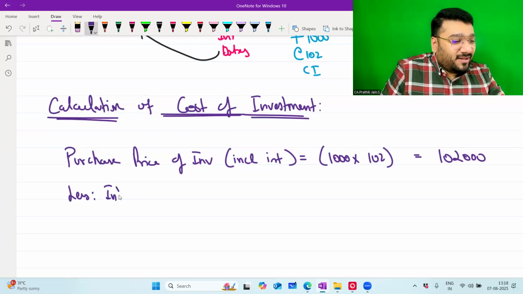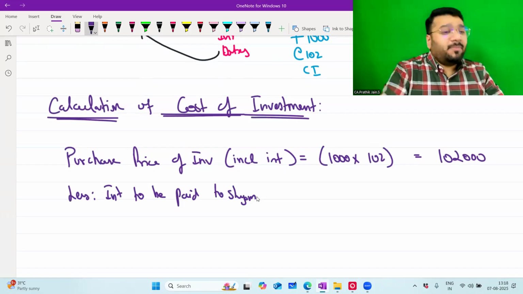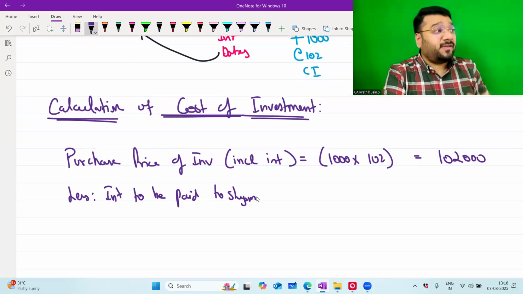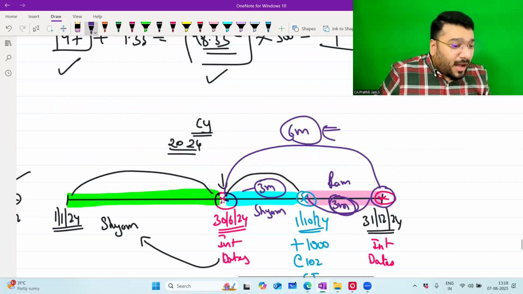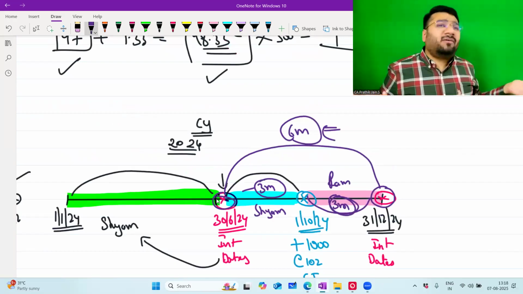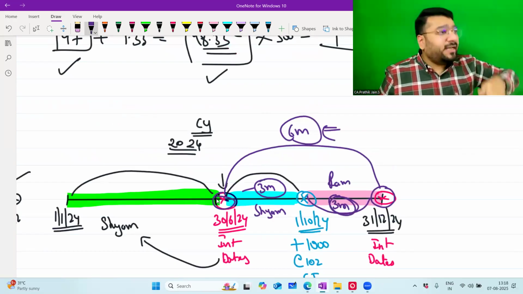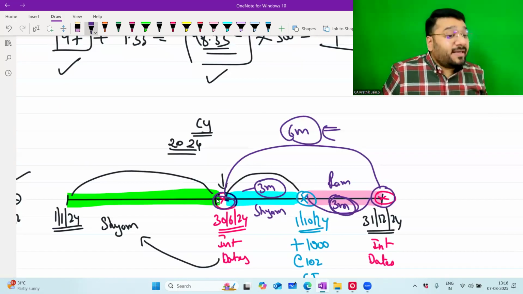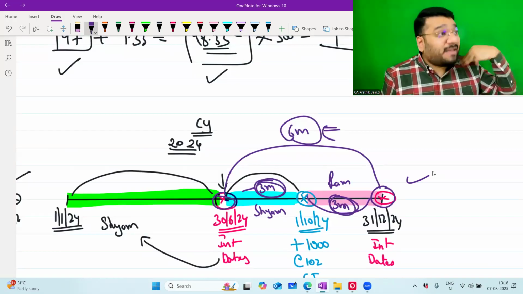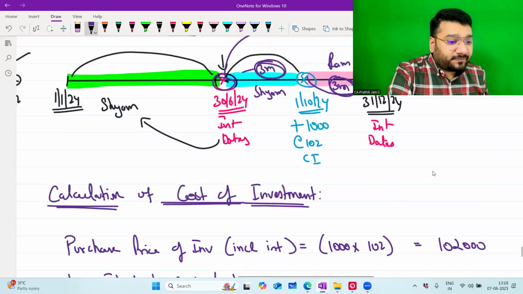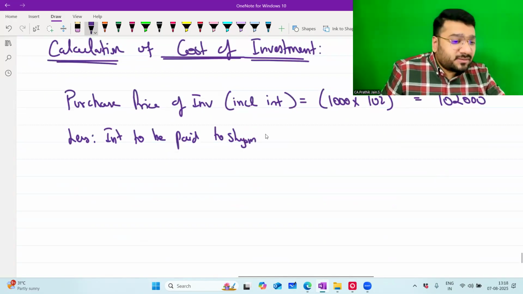Less interest to be paid to Sham. Tell me, people, how many months of Sham's interest will I receive? 3 months. Up to 30 June, he was holding it, so he got the interest up to 30 June. But for his investment of 3 months, I will get it on 31 December, 3 months interest. That we have to pay him in advance.